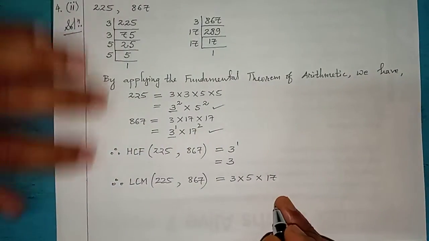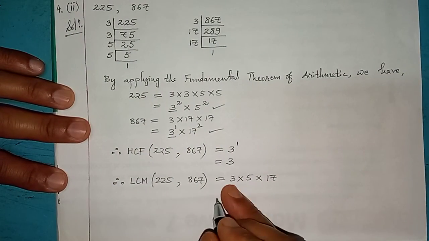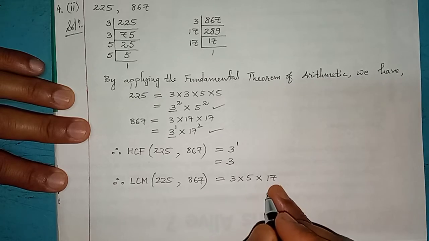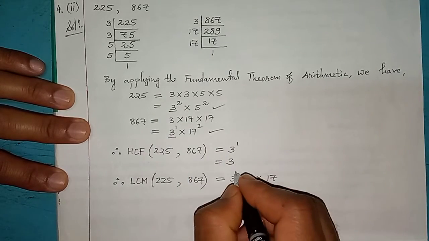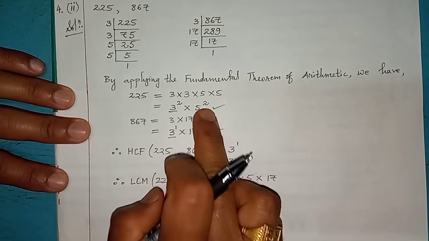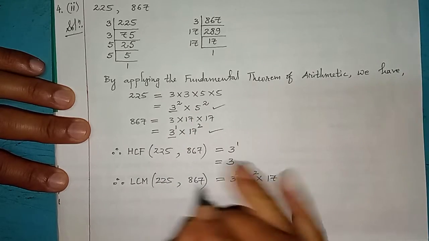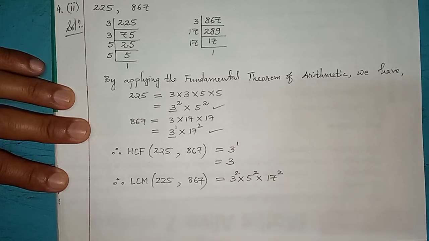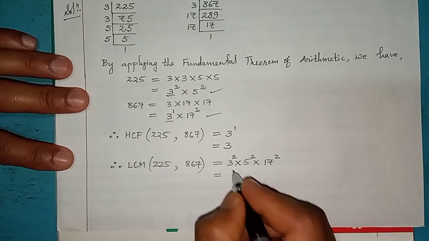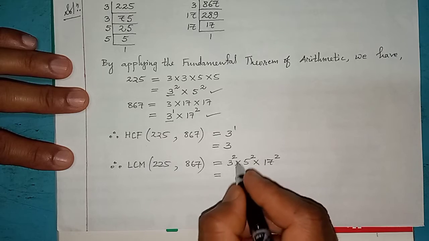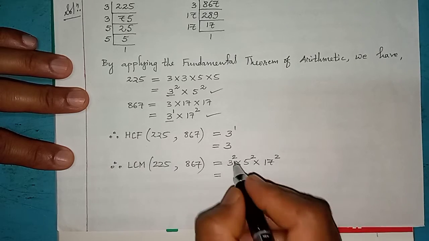So write all the prime numbers. Now write their highest power. After writing all the prime factors, write the highest power. In this, for 3, the highest power is 2. For 5, the highest power is also 2. For 17, the highest power is also 2. So all are square. So now let's multiply them. First of all, express them from power notation to normal, standard form.